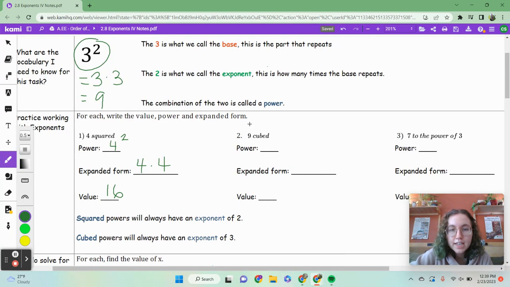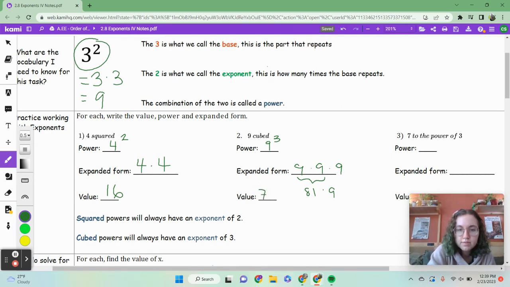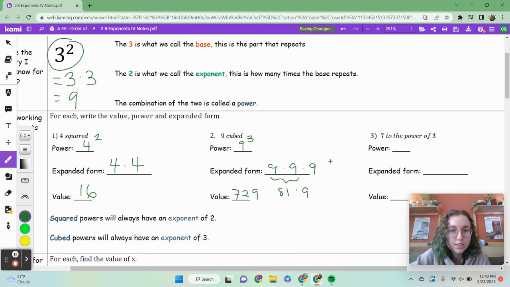If I have 9 cubed, cubed means to the third. So I would write this as 9 to the third. That in expanded form is 9 times 9 times 9. I can solve that by saying 9 times 9 is 81. So 81 times 9, bringing that down like our order of operations, that is 729. Again, you can always use your calculators for these.